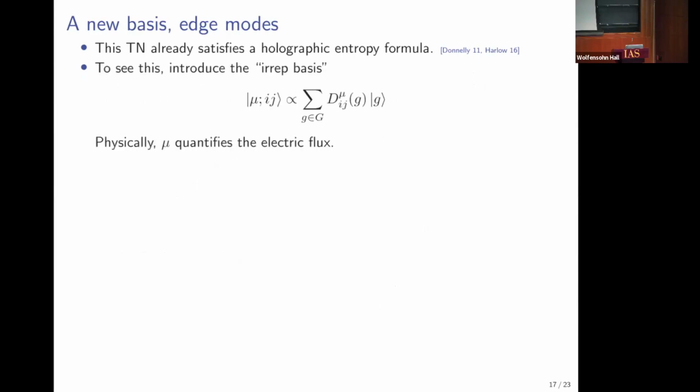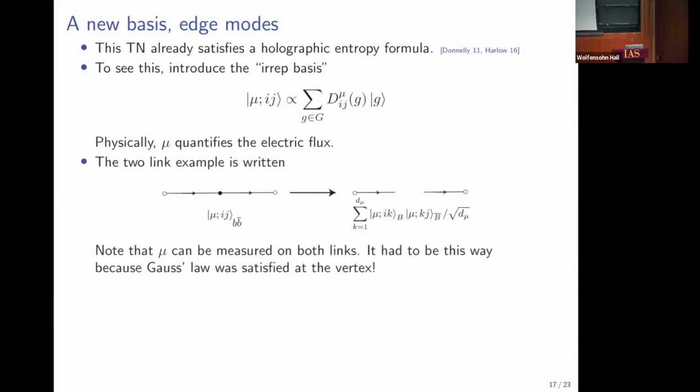It's helpful in doing this argument to introduce this irrep basis, which is related to this normal G basis we liked by this sum. It's like a Fourier transformation of that basis, where mu labels the irrep, I and J again are like the matrix indices in that irrep. And mu here is partly nice because mu quantifies the electric flux flowing through that link.